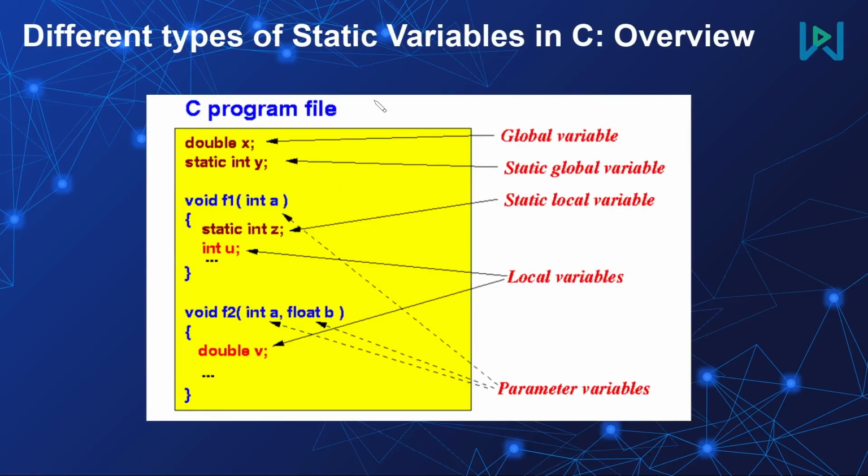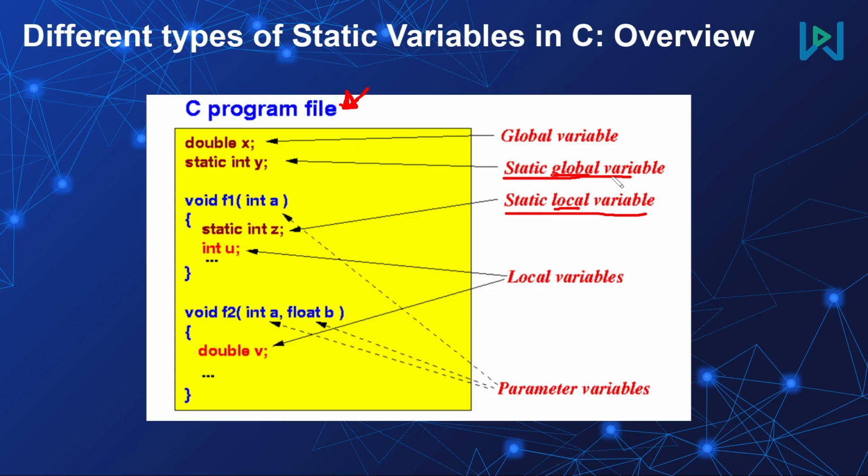We have two types of static variables within a C program. First of all, we have what is called a static global variable, and then we have what is called a static local variable. Both static variables, whether global or local, will be limited in terms of visibility to the C source file that declares and defines those static variables.